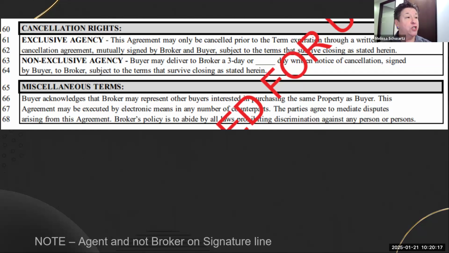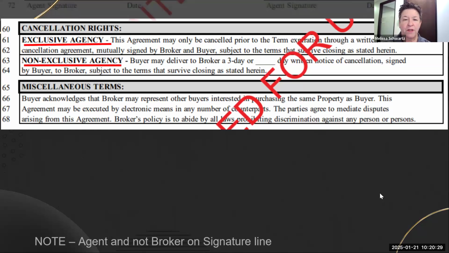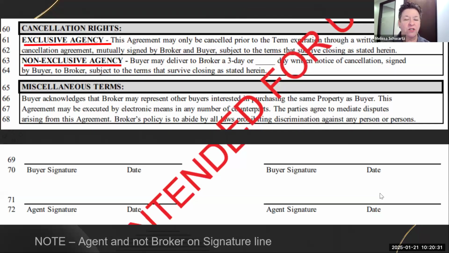Buyer has to acknowledge that the broker, right, Realty One Group, may be representing other buyers interested in purchasing the same properties, right? So that's not any different than what we've had before. Oops. Where did my thing go? Oh, okay. Exclusive and non-exclusive, just making sure. I'm not showing you buyer signatures and initials pages. Do you have those? Just letting you see.